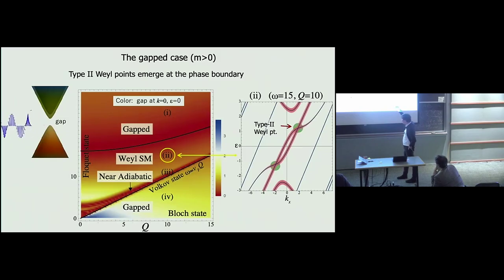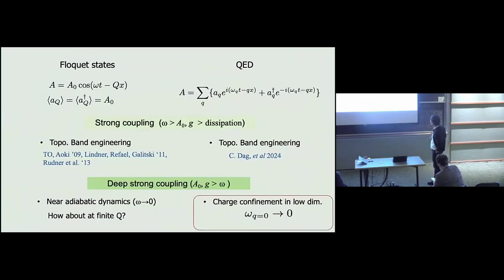But then if I go down, I have this region near this Volkov state. This is this very troublesome near adiabatic dynamics where we have this deep, strong coupling state. Also, one thing to mention is that around this transition point, I will get a type 2 Weyl point, which is a tilted Weyl point. Okay, so that was the first part.